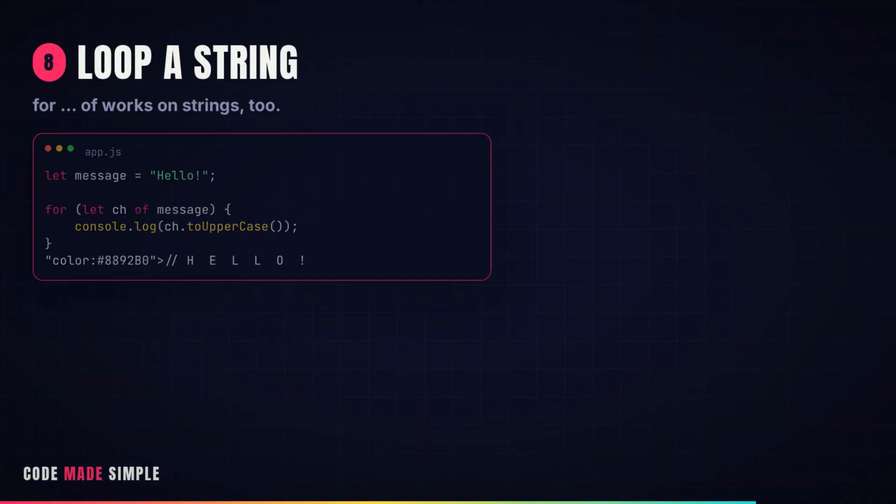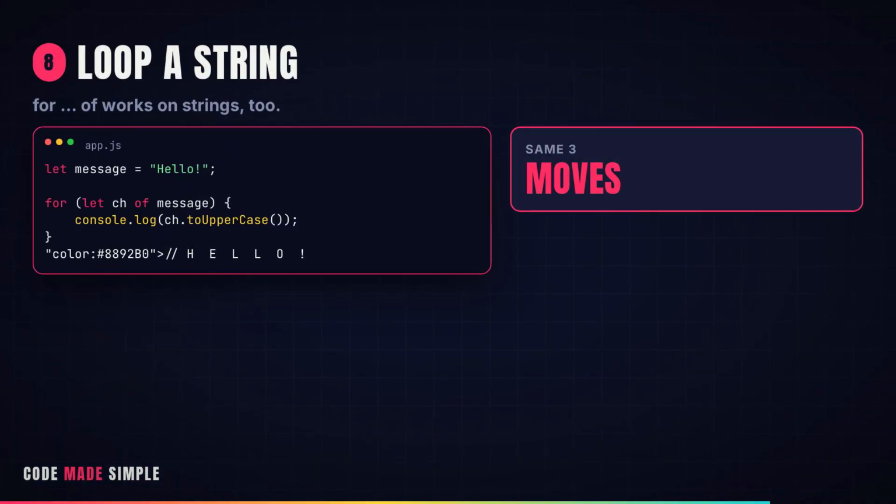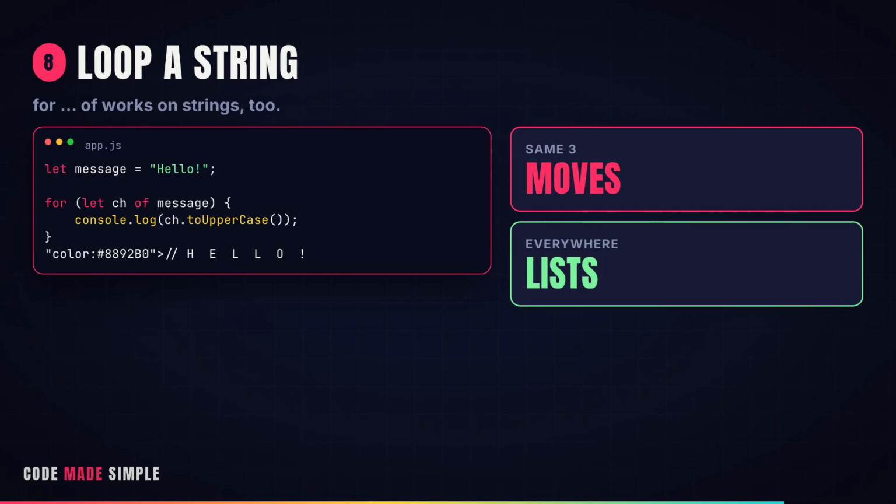So the rule. Anytime you see square brackets with a length property, you can index it, count it, and loop it. NodeLists, strings, and soon, arrays.